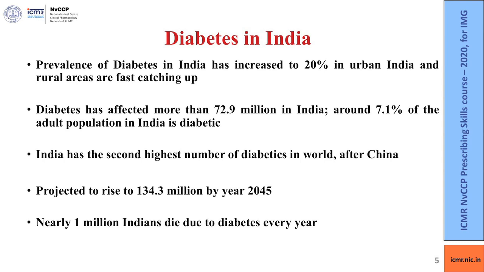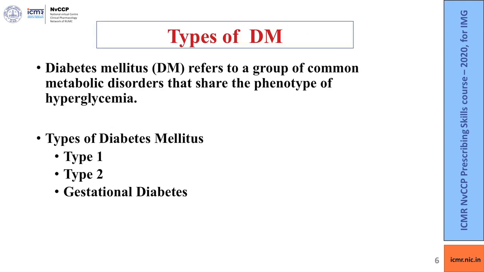Also, nearly 1 million Indians die due to diabetes every year, which makes it very important for the Indian medical graduate to understand the management of this disease. The major types of diabetes mellitus are 2, that is type 1 and type 2, and diabetes mellitus refers to a group of common metabolic disorders that share the phenotype of hyperglycemia. Diabetes mellitus occurring during pregnancy is known as gestational diabetes and it requires special considerations during treatment.